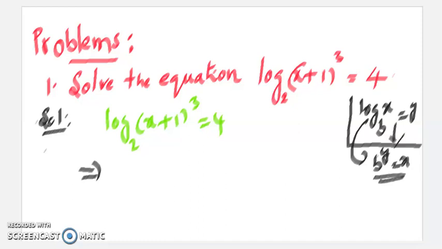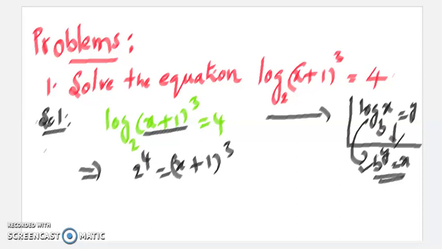So the given problem is in this form, and we must convert it into exponential form. Here the base is 2, the function is log of (x plus 1) whole cube, which is the argument, as all of you know. So now write in exponential form: 2 power 4 is equal to (x plus 1) whole cube. This is the exponential form. Now we are going to solve.